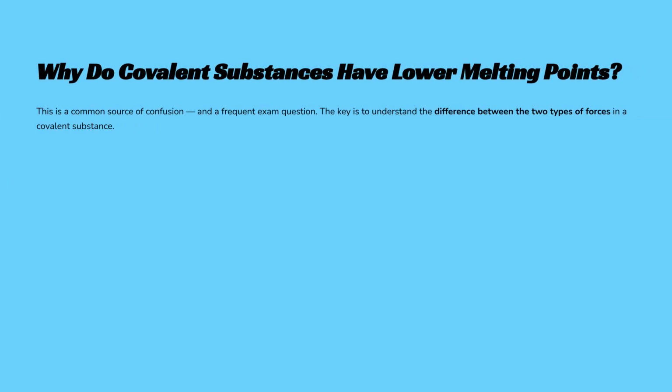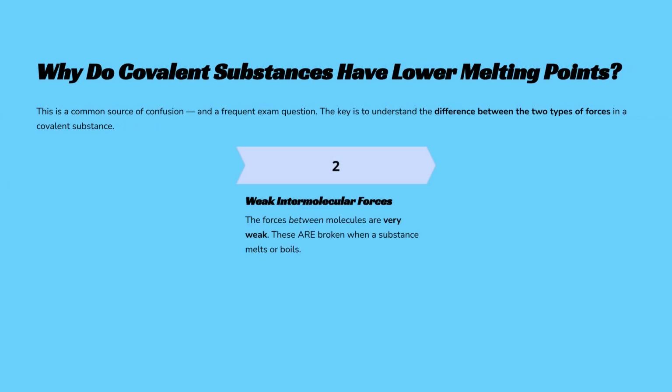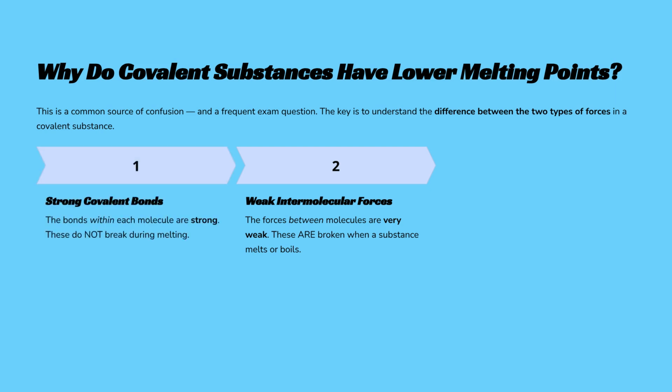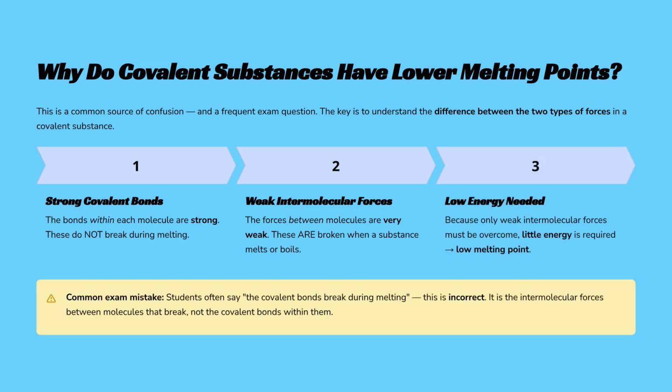Covalent substances have low melting points because only the weak intermolecular forces between molecules must be overcome to melt or boil the substance. The strong covalent bonds within the molecules do not break during melting, requiring very little energy.